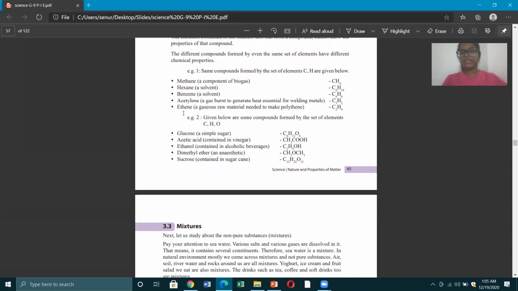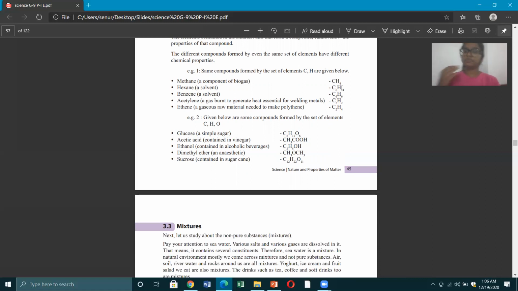Now here we have CH4, methane, a component of biogas. Hexane, benzene, acetylene: a gas burned to generate heat, essential for welding metals. Ethane, which is used to make polythene. So if you take these 5, y'all can see methane, hexane, benzene, acetylene, and ethane. They are made out of carbon atoms and hydrogen atoms. They are hydrocarbons, to be more specific.